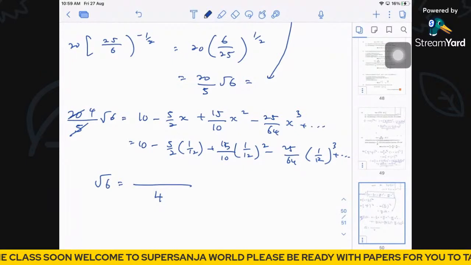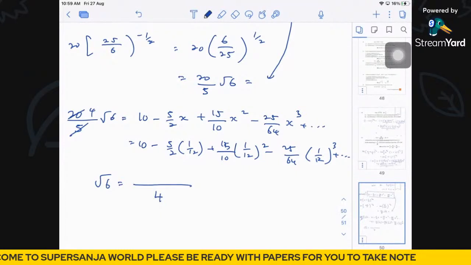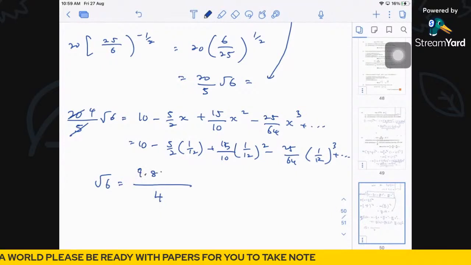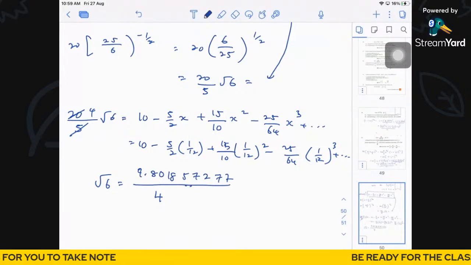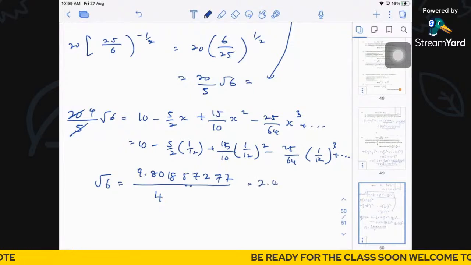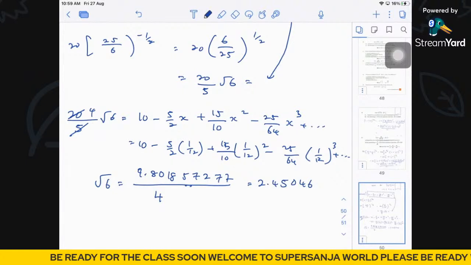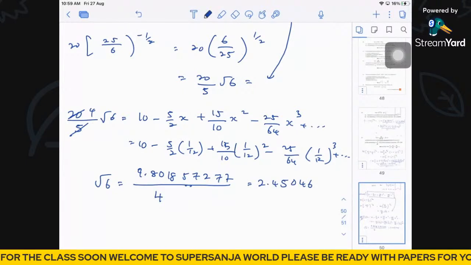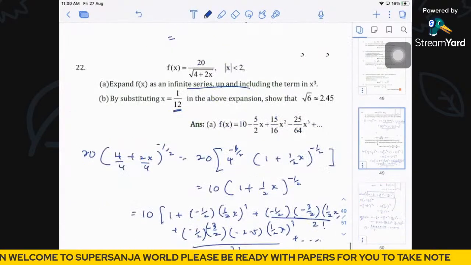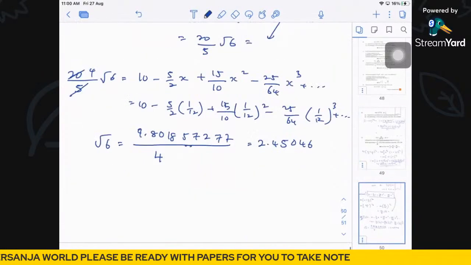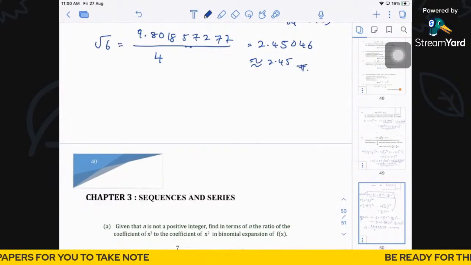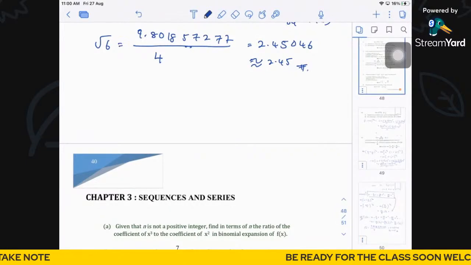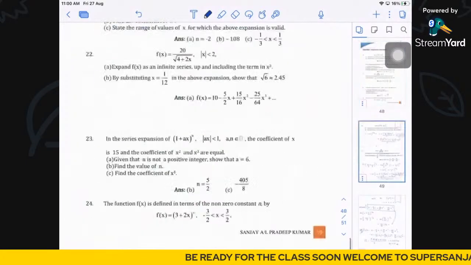Okay, so I get 9.8018572. Divide by 4 there, you get 2.45046. If you take square root 6 also, you will get nearly the same answer. Not exactly the same, but nearly the same. Okay, 2.4 something. So they want this in 2.45. So I get approximately 2.45 there. Can you all understand until here so far, class?